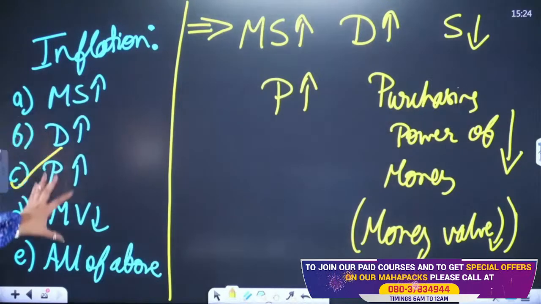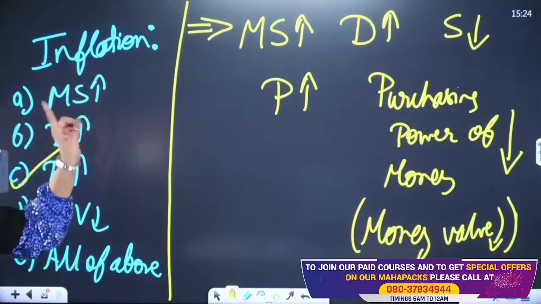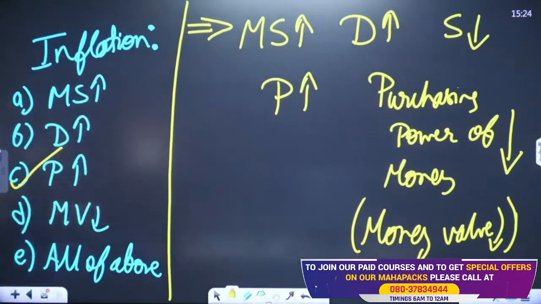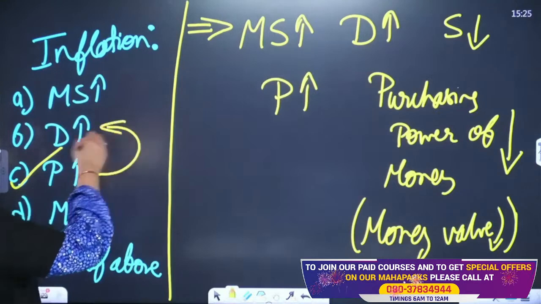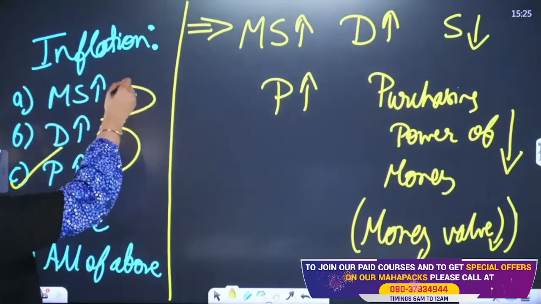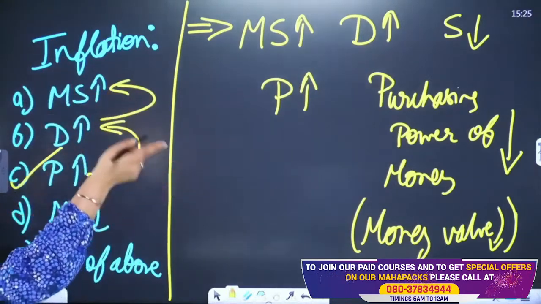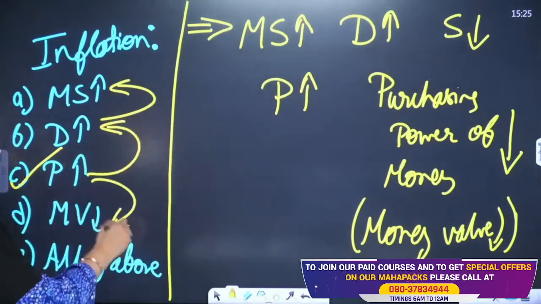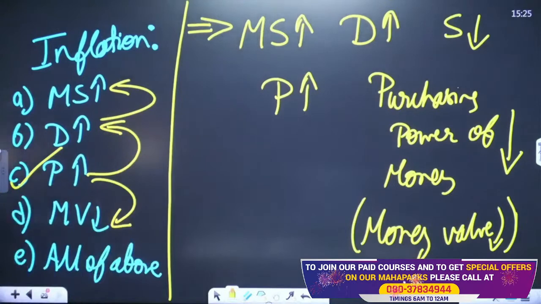Okay, so all these terms are related to inflation, but they are not inflation. Inflation means a rise in the prices of goods and services. Why are prices rising? Because there is more demand. Why is there more demand? Because people have more money supply. And after prices increase, what impact will be seen? The money value will decrease. So this is what we are talking about with inflation.